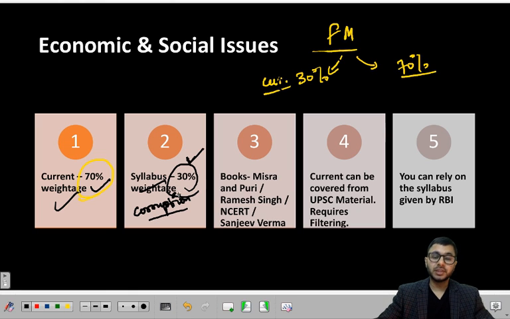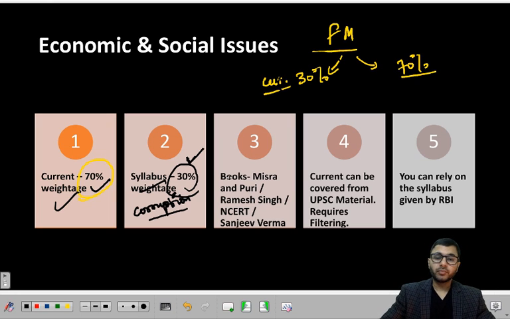In the syllabus you will see migration, you will see communalism mentioned, but questions are not asked from those areas. So only basic things, basic understanding: what is communalism, what is migration, how it has happened in the past, what is urban migration, push migration, pull migration. Only those basic concepts I've explained.